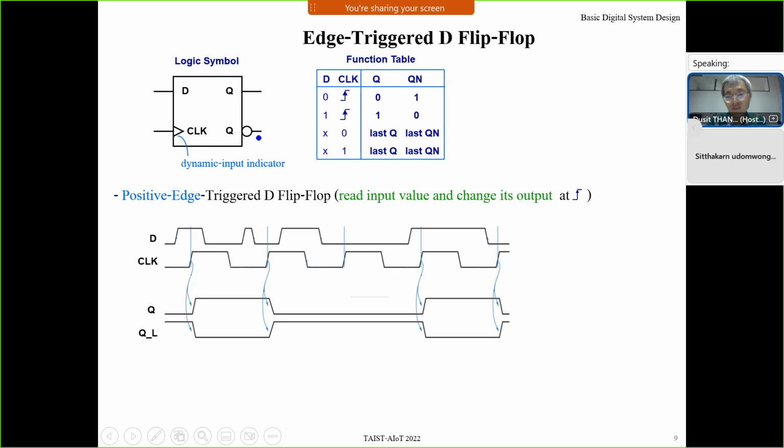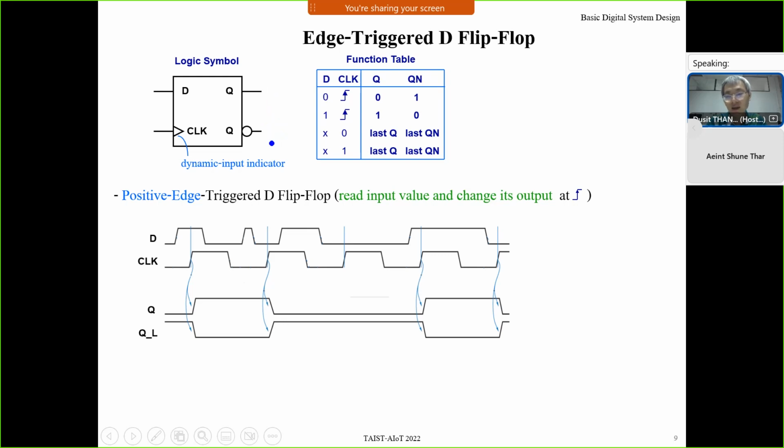Output Q. This other output is active low output, sometimes called Qn, or active low Q. The value is normally opposite. For example, if Q is 0, Qn, the negative of Q, will be 1. Or if Q is 1, Qn will be 0.